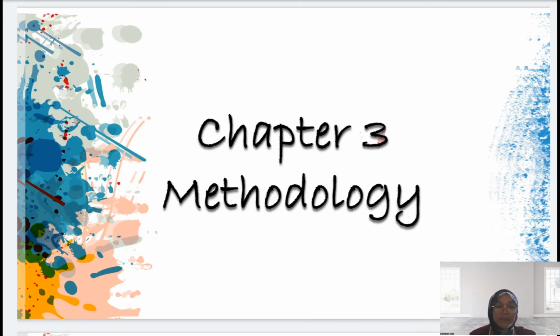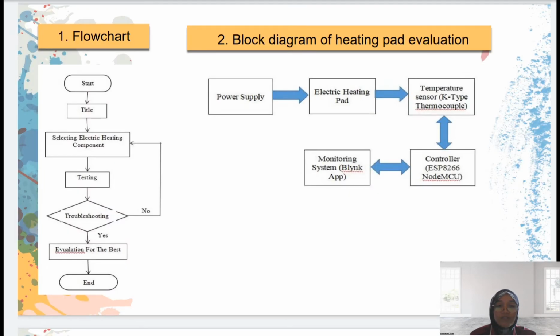In this chapter 3, the process of completing the analysis of electric heating pad distribution would have many methods to ensure that the project will work well. It is flowchart, block diagram, data specification for various electric heating pads, and temperature measurement method for future use.